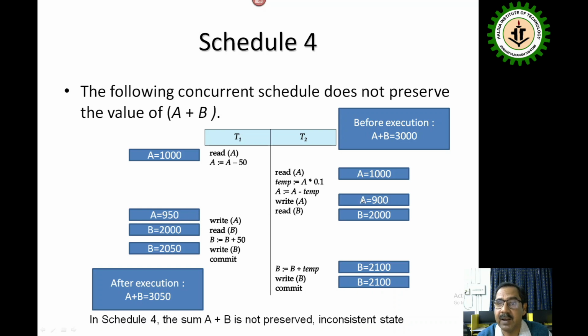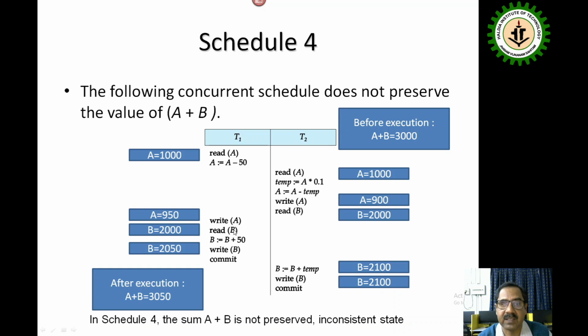The current value of A is not 900, because after the write operation by T2, T1 again performs a write operation on data item A, which is 950. Now T1 reads the data item B, which is 2000. T2 also reads the data item B, 2000. Before modifying the value of B, T2 reads data item B, and T1 also reads data item B.